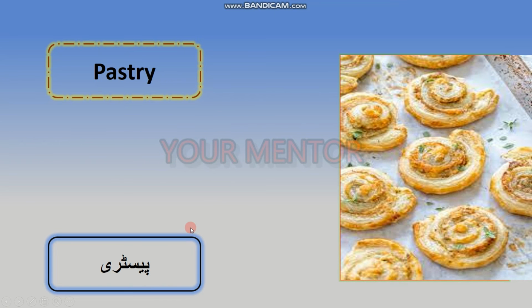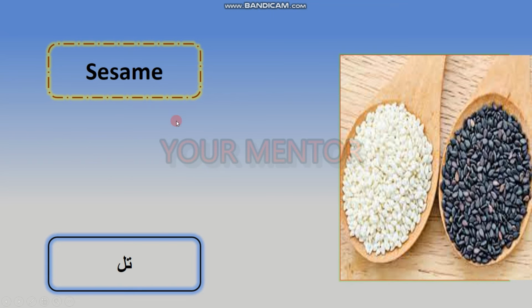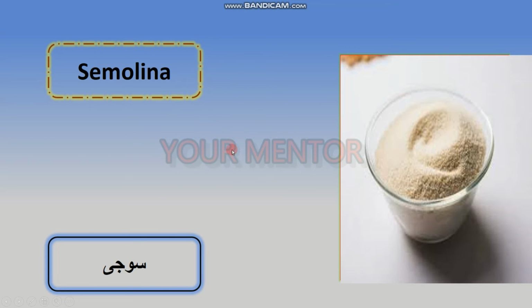Pastry. This is the picture of pastry. And the other one is sesame. Sesame means til. This is the picture of sesame. Semolina. Semolina means in Urdu suji. This is semolina.